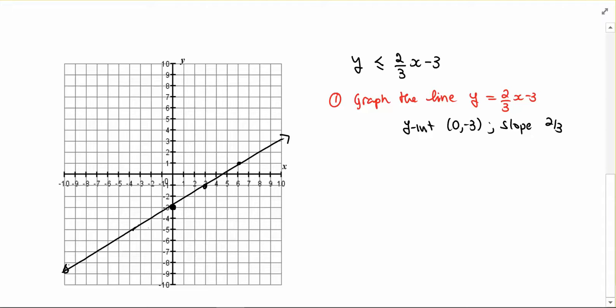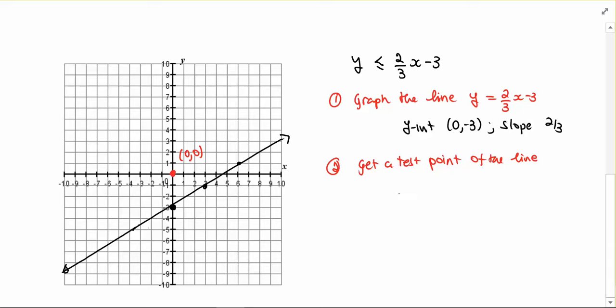Now, how do I decide on whether I should shade above or shade below? For that, what you do is use a test point. So you get a test point off the line, right? So let me take a test point off the line. If 0, 0 is an option, then I always take 0, 0 as a test point. So 0, 0 in this case is an option. So I'm going to use 0, 0.